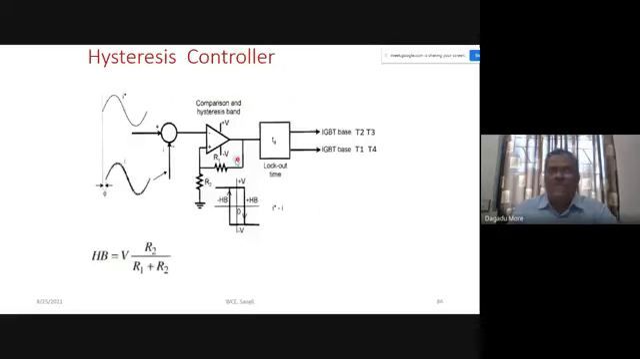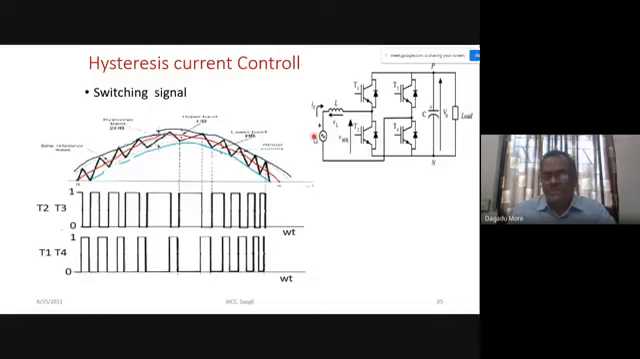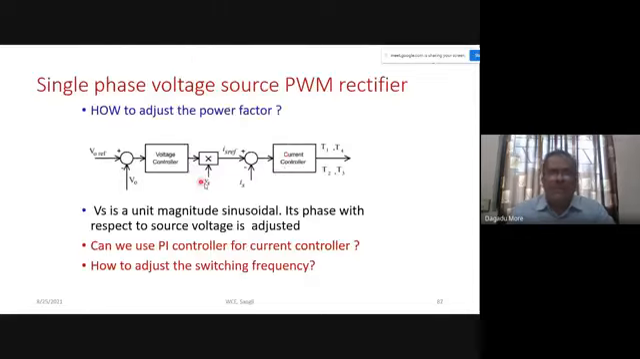What is the source voltage? The source voltage is this voltage Vs. So its phase with respect to the supply voltage can be adjusted. It can be in phase with the supply voltage for unity power factor. If this Vs leads the supply voltage, then our current will be leading. If this Vs is lagging the supply voltage, then the current is lagging. So we can adjust the power factor.